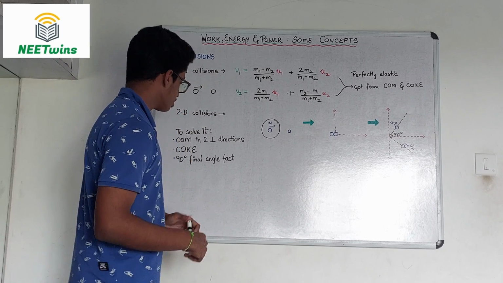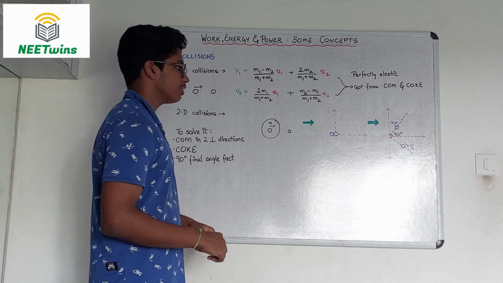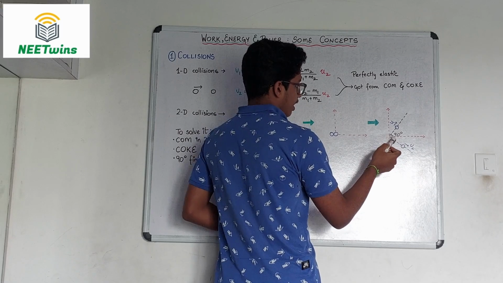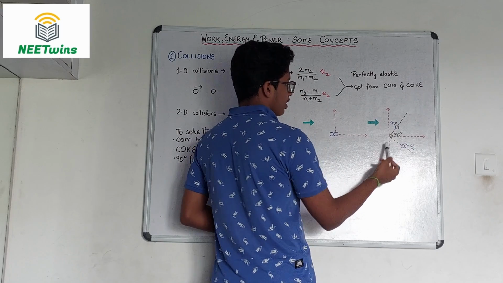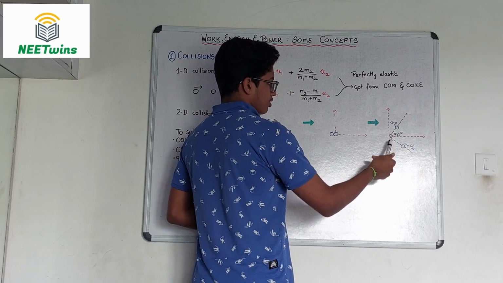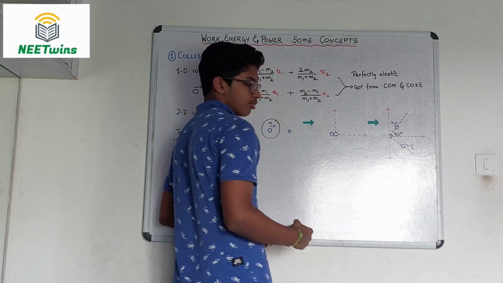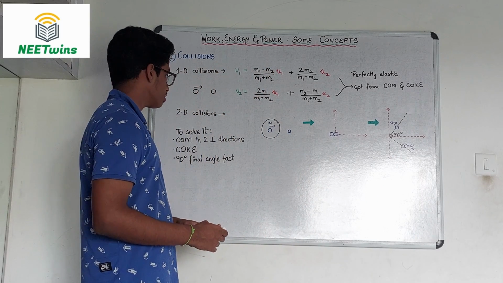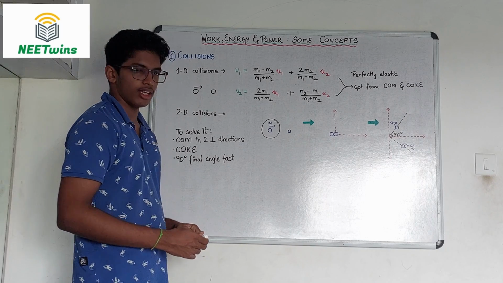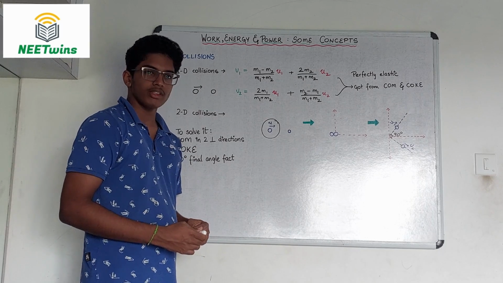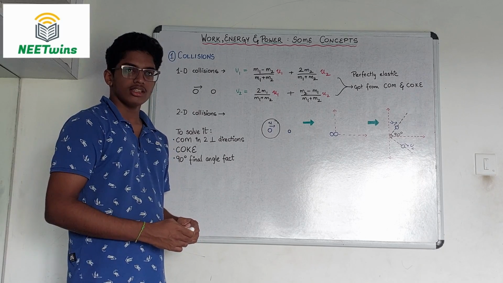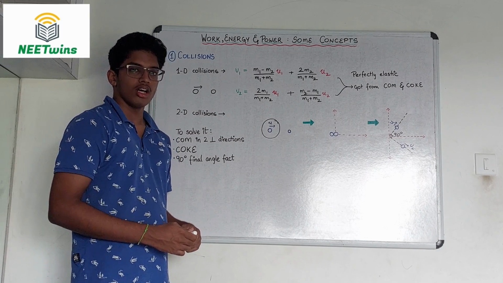Then next we use the 90 degree final angle fact. That means that both these balls' paths should be inclined at an angle of 90 degrees after the collision. This is a very important fact to be used in questions, especially in the case of elastic collisions. But in inelastic collisions this doesn't apply, and usually two-dimensional inelastic collisions are not a common question in NEET. So next let's move to the concept of coefficient of restitution.